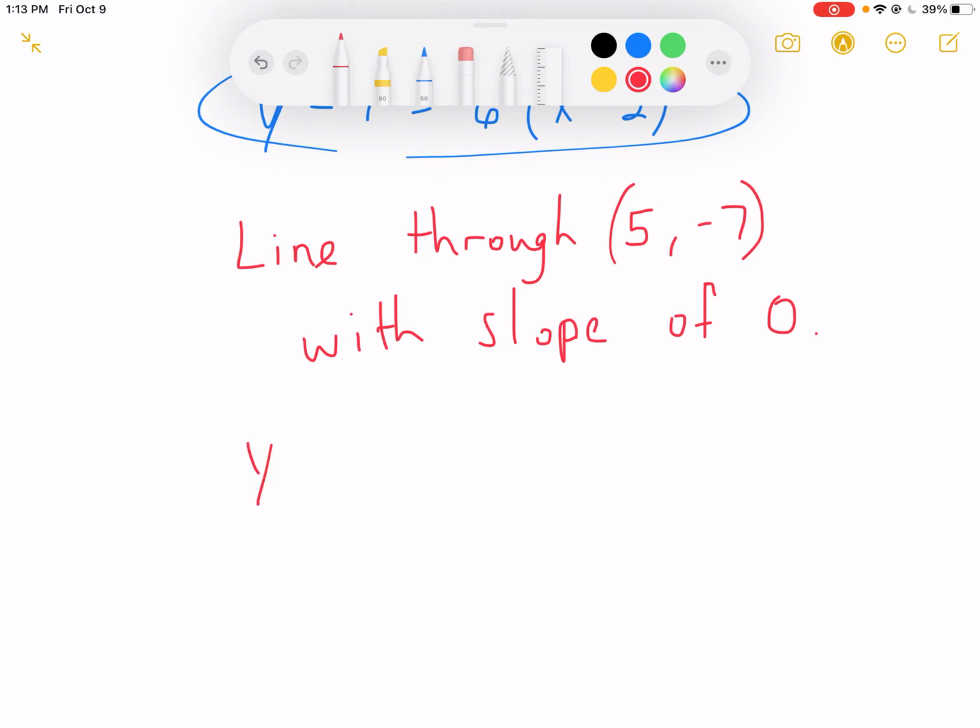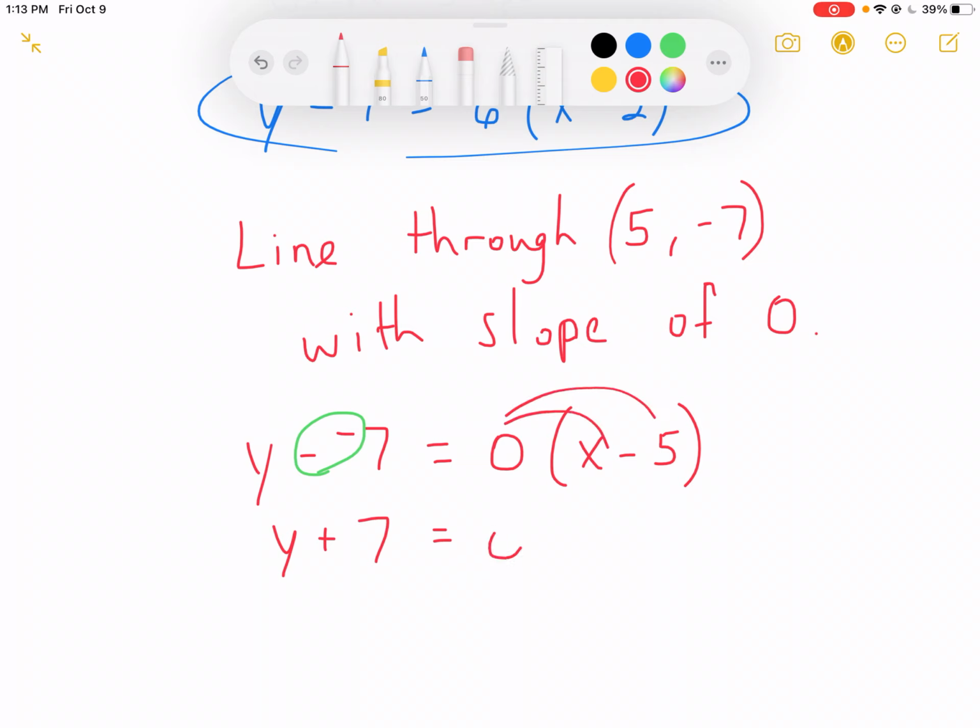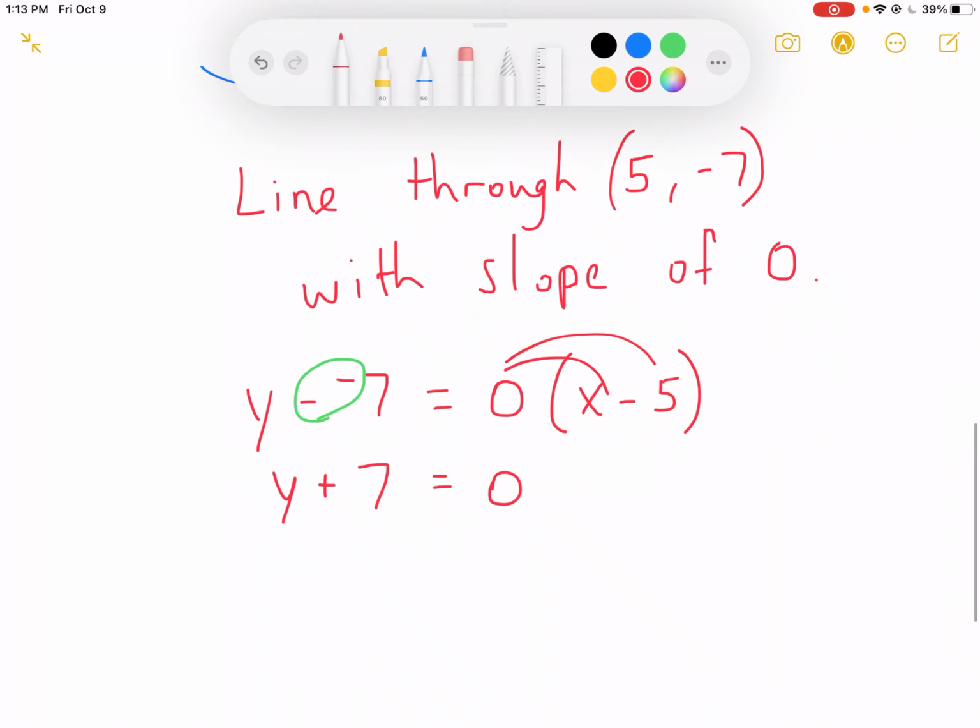Let's say y minus negative 7 equals 0 times x minus 5. Okay, so I can simplify this. That'll turn into y plus 7. Now 0 times x and 0 times 5, that's just 0, so this whole side is gone. Okay, and I can go one more step. I can subtract 7 from both sides. So I have y equals negative 7. Okay, and so that's your answer.